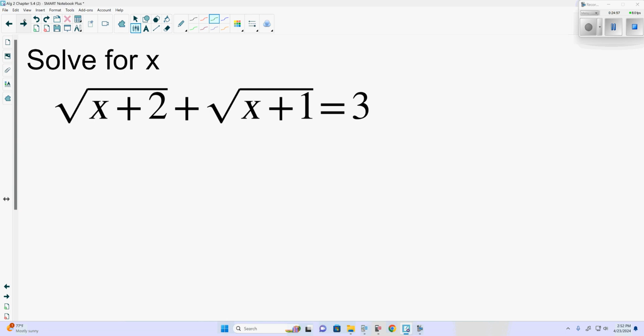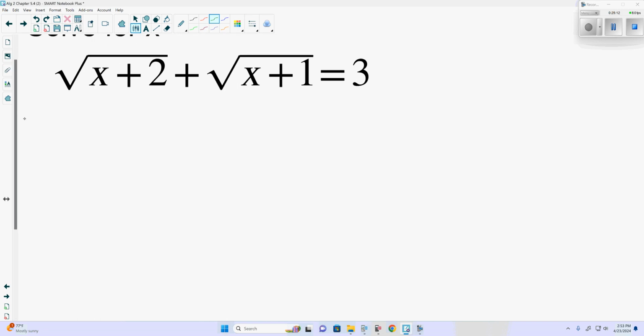So if we think back to our steps, is there one radical? No. Because if so, get it by itself. If not, even them out. It is possible to do this without evening them out, but sometimes it makes it easier. So what can we do? I just need to move one of them to the other side. Doesn't matter which, I'm just going to take this one.